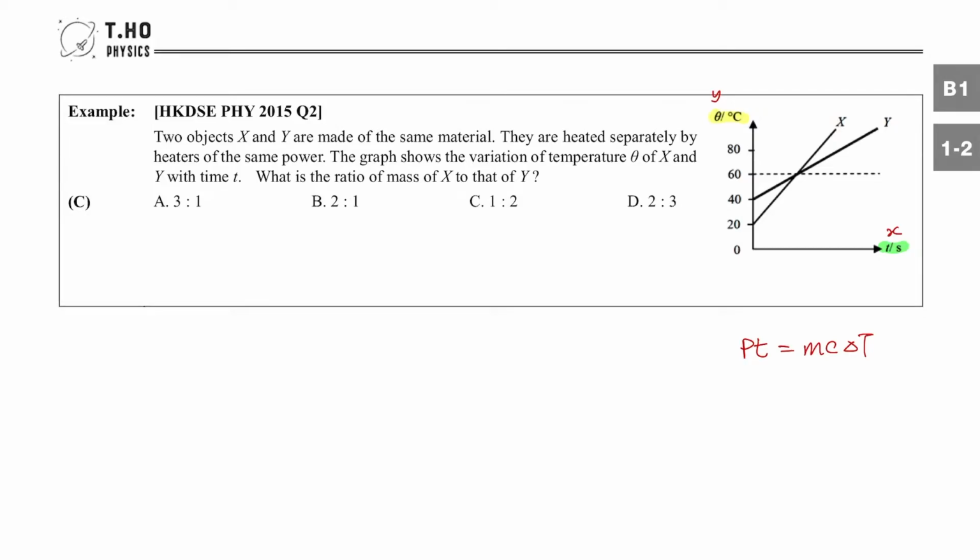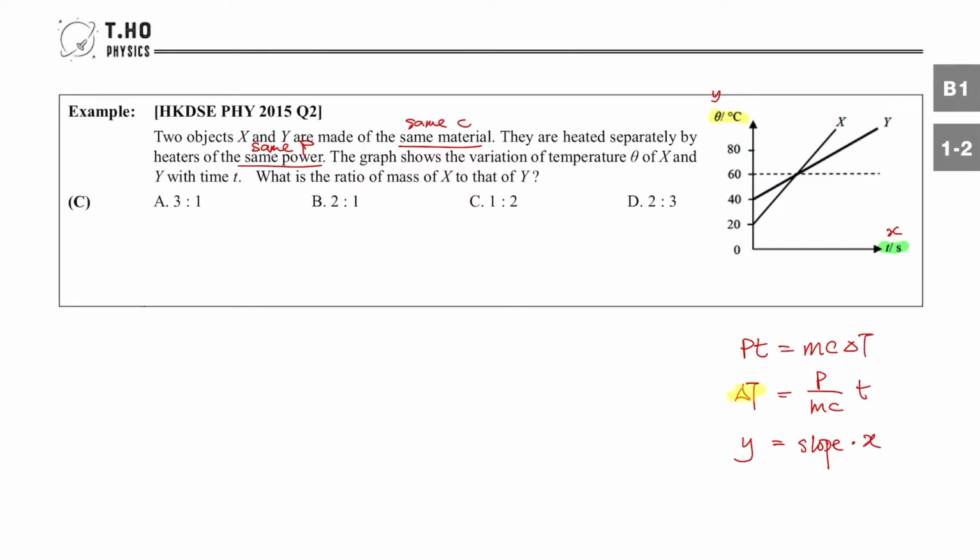We know from the question that X and Y are made of the same material, so they have the same specific heat capacity, and they are heated under the same power, the same P. I want to arrange the equation according to the arrangement of the graph. I want to put temperature ΔT as the subject and the time t as the x-axis, so compare with the straight line equation.